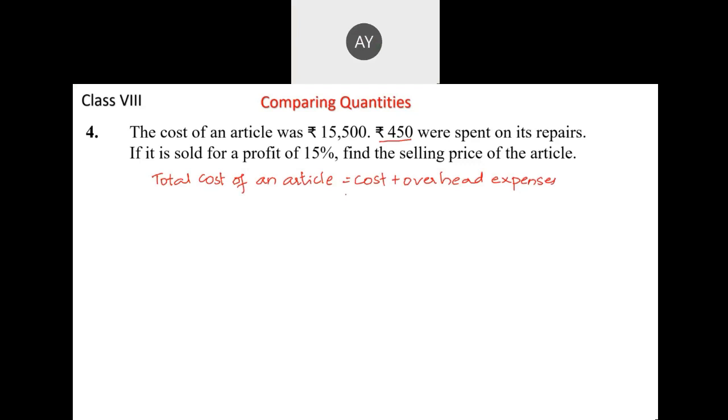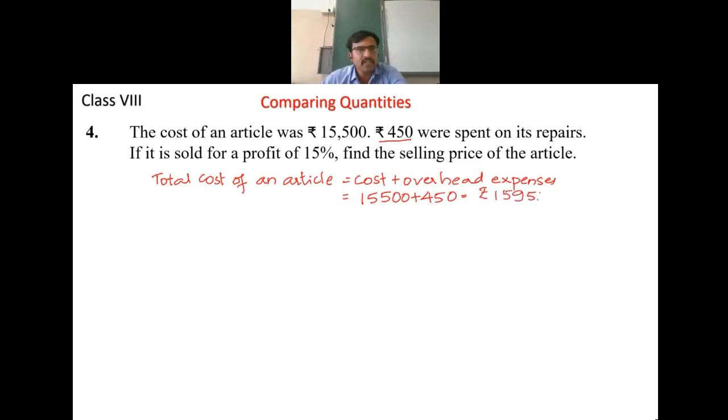Here the cost is 15,500 plus 450 and we get it as 15,950. Correct. Now they have also given that it is sold at 15% profit. So the profit percentage is given as 15%.